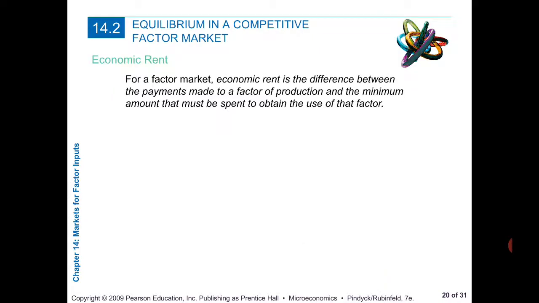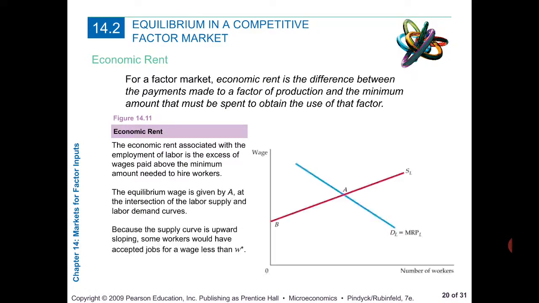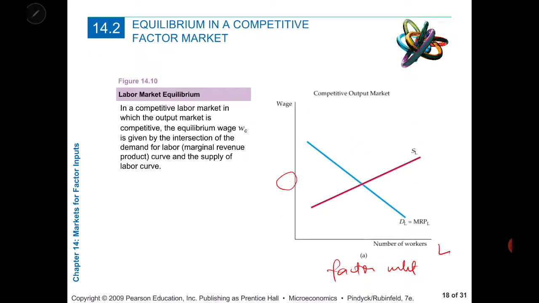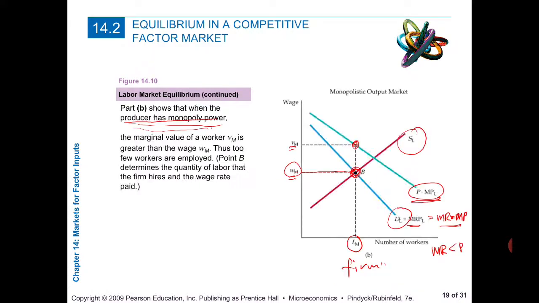Okay, so this brings us to the next concept, which is economic rent. Economic rent is the difference between the payments made to a factor and the minimum amount that must be spent to obtain the use of that factor. If you look at the graph, I'll show you. In a competitive factor market, you will find that equilibrium and you will charge this price. Just like the previous graph that we used just now.